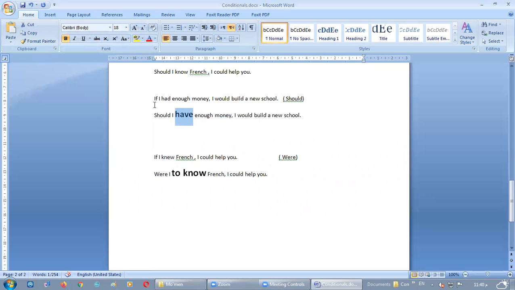Say, for example, if I had enough money, I would build a new school. I want to use were. I can say, were I to have enough money, I would build a new school.